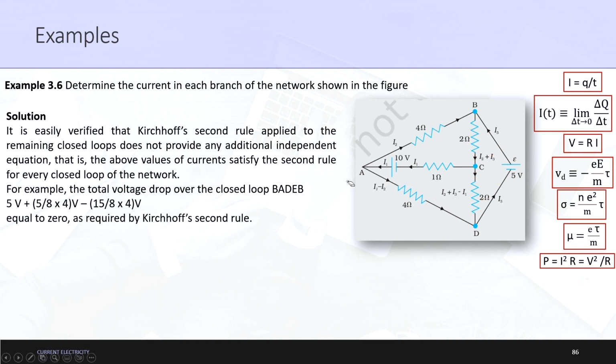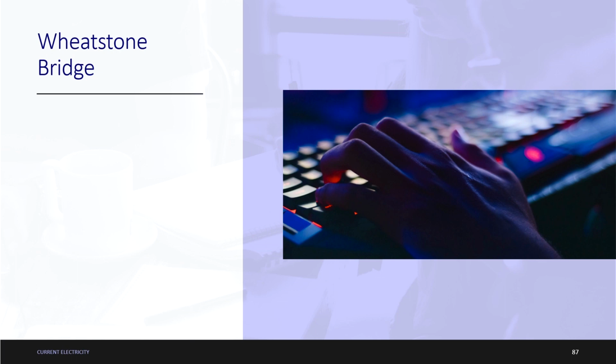So, it is easily verified that Kirchhoff's second rule applied to the remaining closed loop does not provide any additional independent equation, that is, the above values of current satisfy the second rule for every closed loop of the network. For example, total voltage drop across the closed loop BADEB. So, as you can see BADEB, you are taking a complete loop here. What happens is plus 5 volts plus 5 by 8 into 4 volts minus 15 by 8 into 4 volts, which is equal to 0 as required by Kirchhoff's second rule. So, using the other loops, we can check whether the complete analysis which we did was correct or not. If we are getting the value of 0, hence our complete analysis is correct. So, this is the end of the Kirchhoff rules.